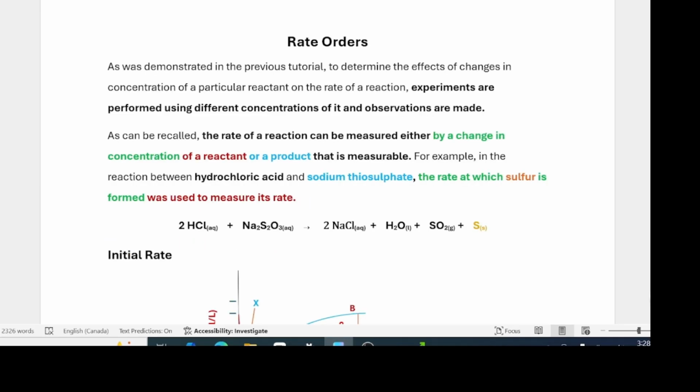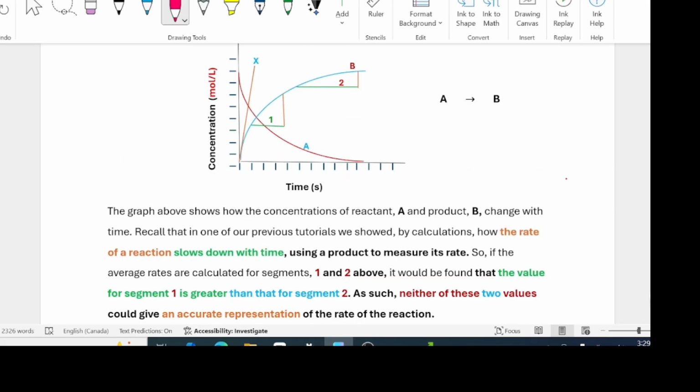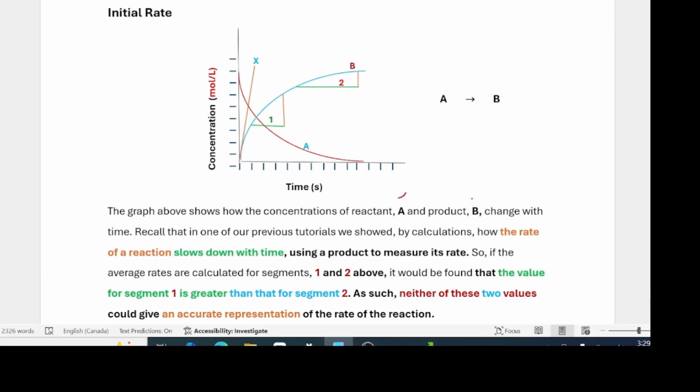As can be recalled, the rate of a reaction can be measured either by a change in concentration of a reactant or product that is measurable. For example, in the reaction between hydrochloric acid and sodium thiosulfate, the rate at which sulfur is formed was used to measure its rate. The graph above shows how the concentrations of reactant A and product B change with time.